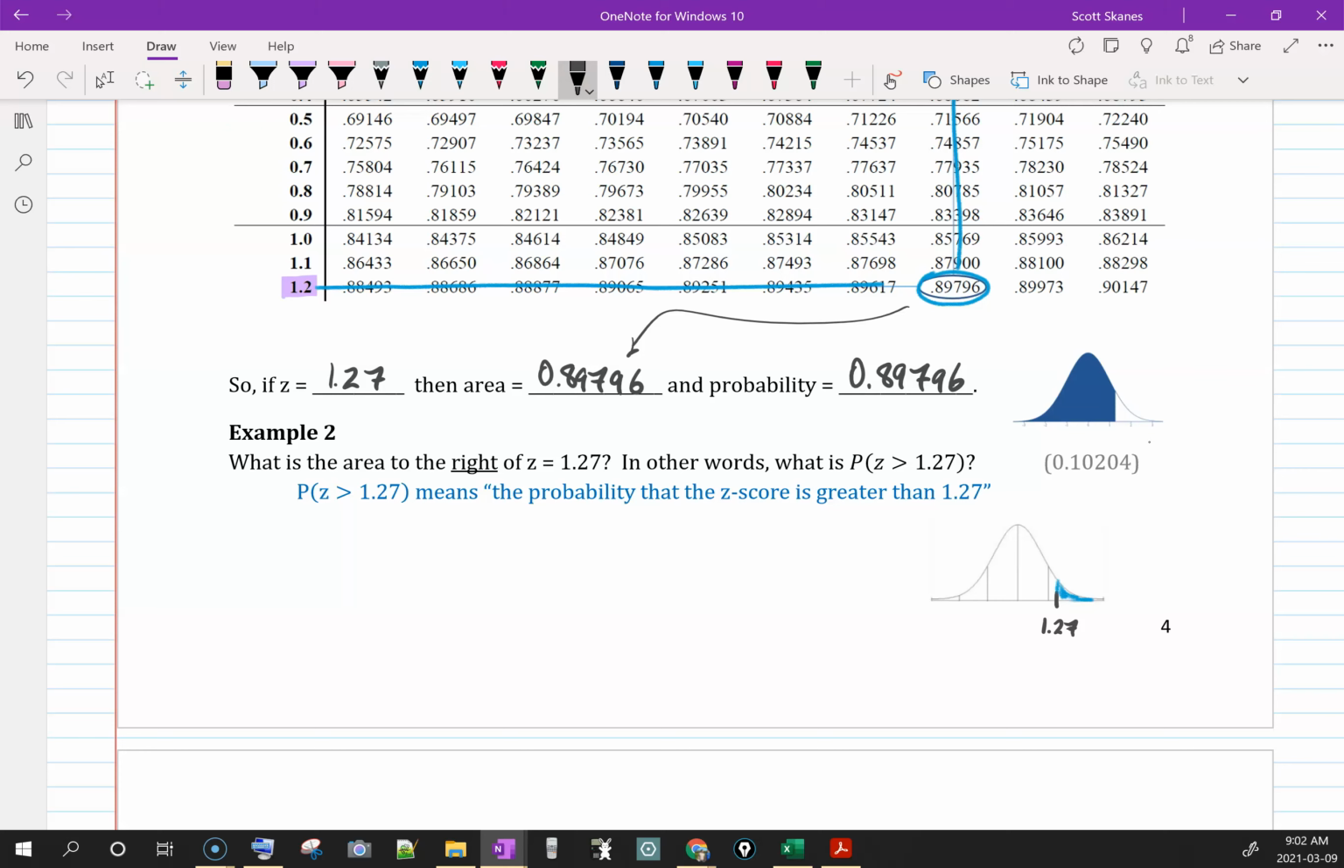So all we need to do in this case, we know that the probability of z being below 1.27 is 0.89796. If the probability of it being below is this, then the probability of above we just take away from 1. So 1 minus 0.89796 equals this.